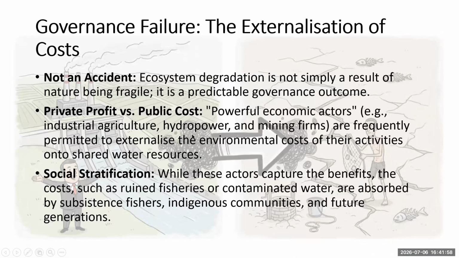Finally, many cases of ecosystem degradation are actually governance failures. Industries such as agriculture, hydropower, and even mining often benefit economically, while some of the environmental costs are passed on to society. The consequences, like polluted water, declining fisheries, and damaged ecosystems, are usually borne by the local communities, the indigenous people, especially those who depend directly on these water resources, as well as by future generations. This is why effective environmental governance is just as important as scientific understanding.